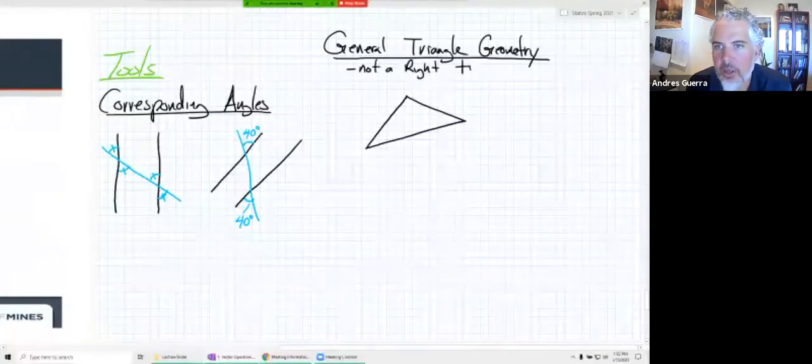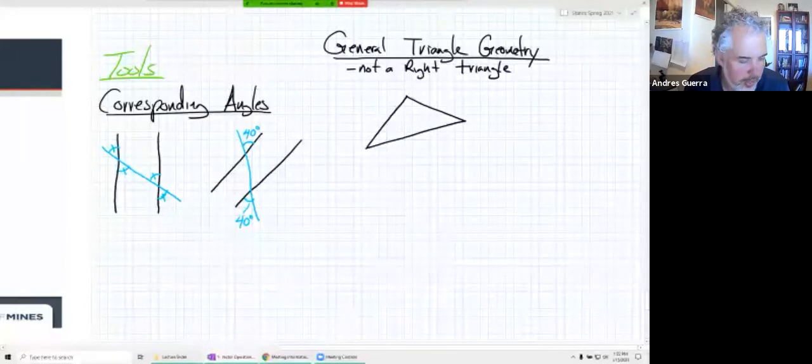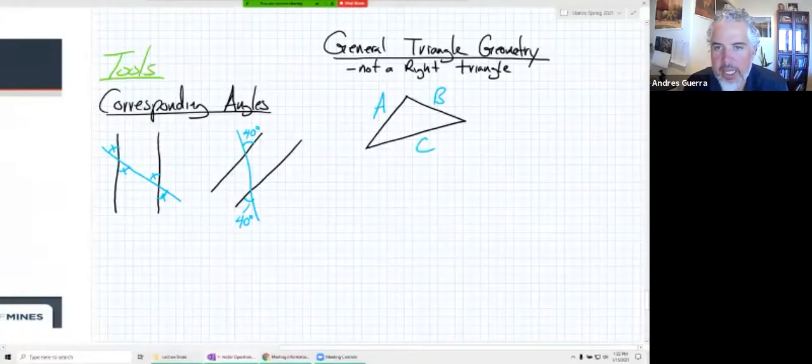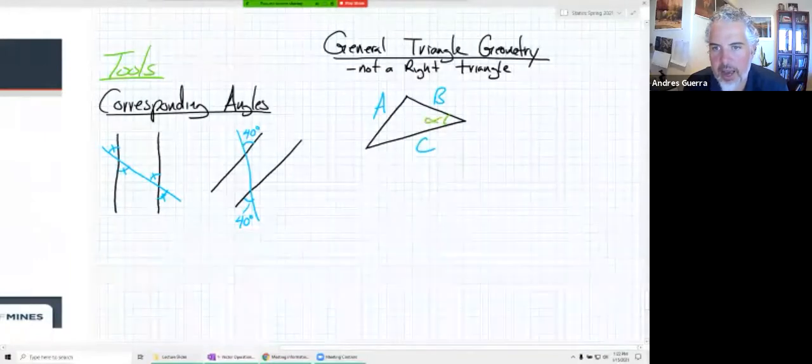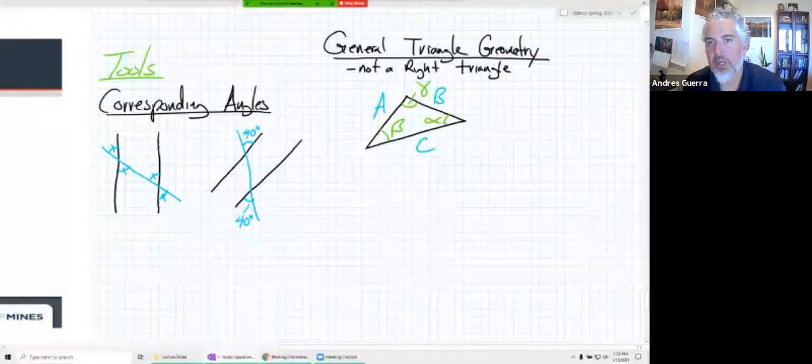If it was a right triangle, we could just use opposite over adjacent and adjacent over hypotenuse and all of that stuff. But if it's a general triangle, which means it's not a right triangle, let's label our sides here. Why don't we call this side A, this side B, and this side over here C. And then I'm going to label the angles opposite those sides with Greek letters. Opposite A is alpha, opposite B is beta, and opposite C, that angle right there, is gamma. So we have our corresponding Greek letters for our regular letters here.